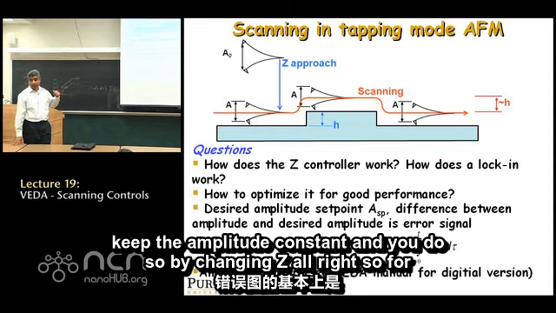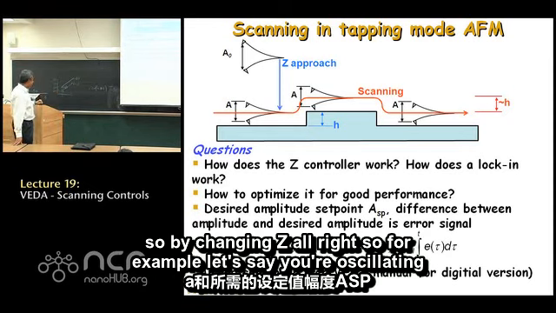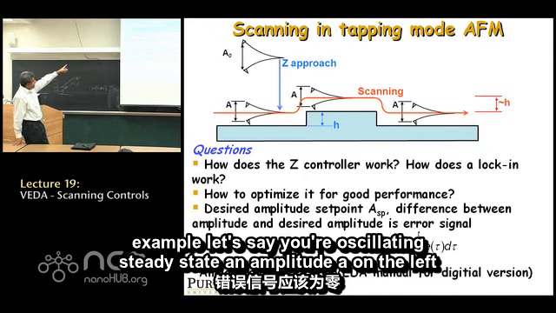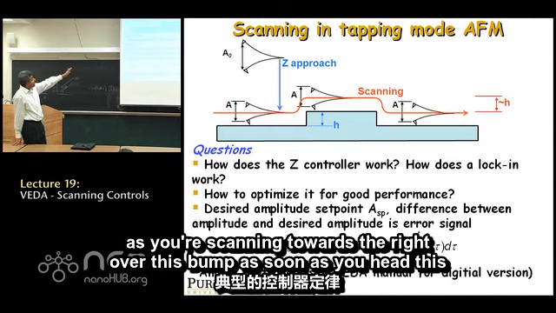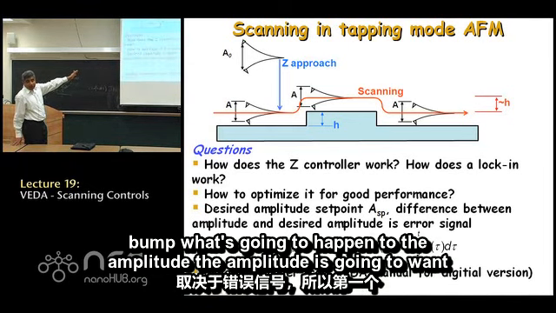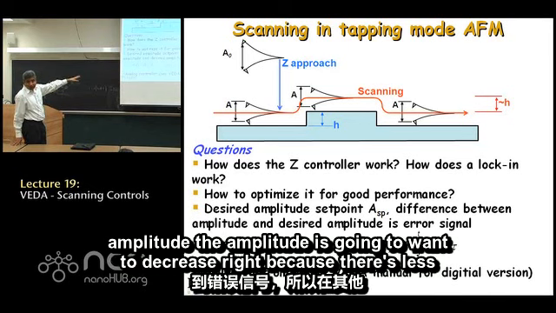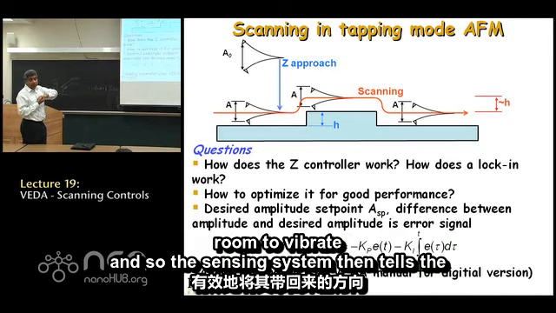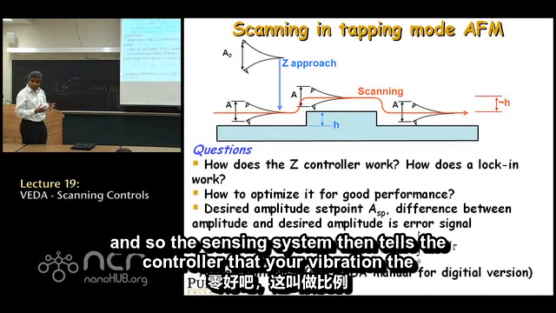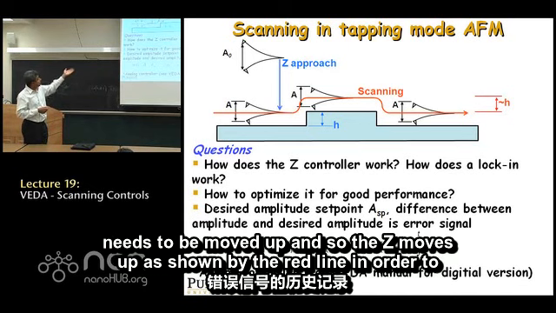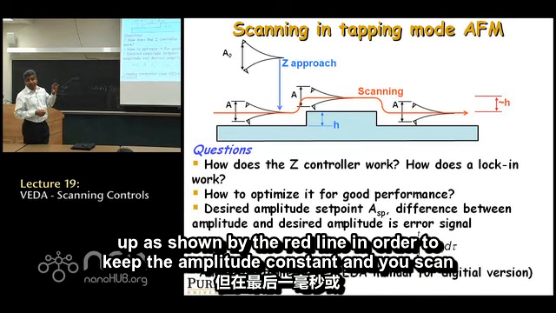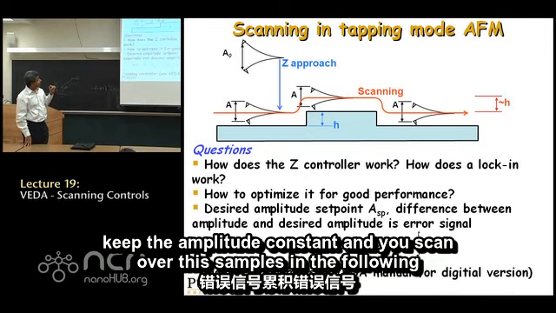All right? So, for example, let's say you're oscillating at steady-state amplitude A on the left as you're scanning towards the right over this bump. As soon as you hit this bump, what's going to happen to the amplitude? The amplitude is going to want to decrease, right? Because there's less room to vibrate. And so the sensing system then tells the controller that your vibration amplitude has gone down below the desired amplitude A, and therefore the Z needs to be moved up. And so the Z moves up, as shown by the red line, in order to keep the amplitude constant. And you scan over the samples in the following manner.